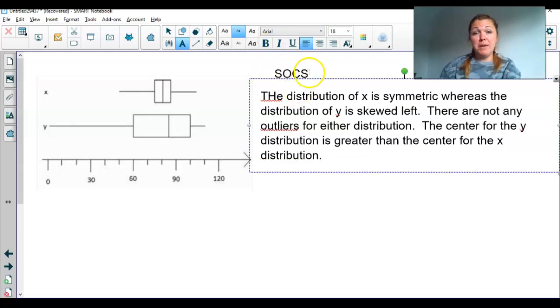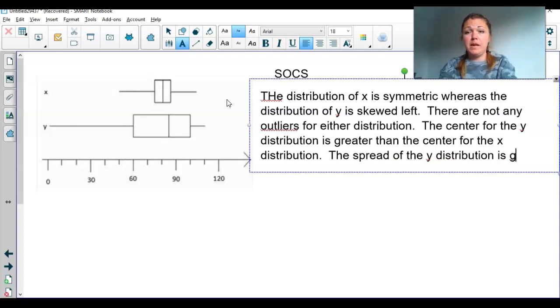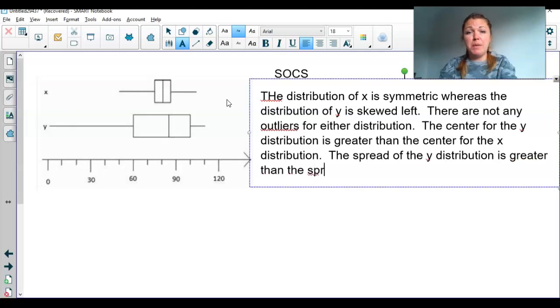Now let's talk about the spread. The spread, so what am I looking at? I'm looking at the IQR. So that's this space right here, from quartile 1 to quartile 3, it's that difference. Okay? The spread of the Y distribution is greater than the spread of the X distribution.